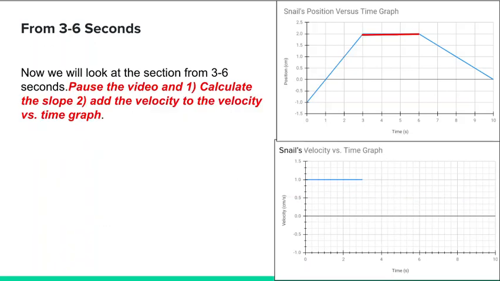Now we're going to look at the second section, from 3 to 6 seconds. I want you to pause the video, do the same steps to calculate the slope of this section, and then add the velocity to this graph from 3 to 6 seconds.